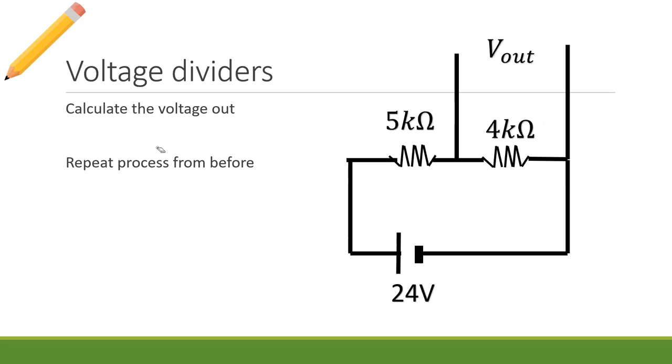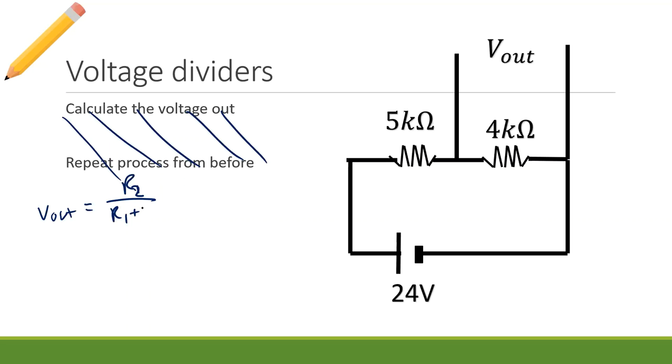So, V out equals R2 over R1 plus R2 times V in. R2, that's 4 kilo ohms. So we've got 4,000 on top of R1, which is 5,000, plus 4,000, times V in, which is 24.